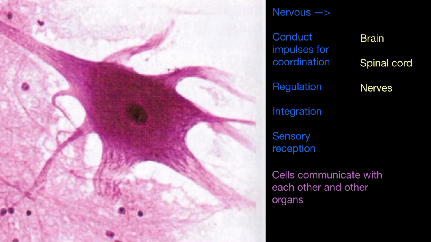Now, the last type of tissue we're going to talk about is going to be nervous tissue. The general function of it is to conduct impulses for coordination, regulation, integration, and sensory reception. Nervous tissue makes up the brain, the spinal cord, and nerves. And these cells in the nervous system communicate with each other and with other organs.